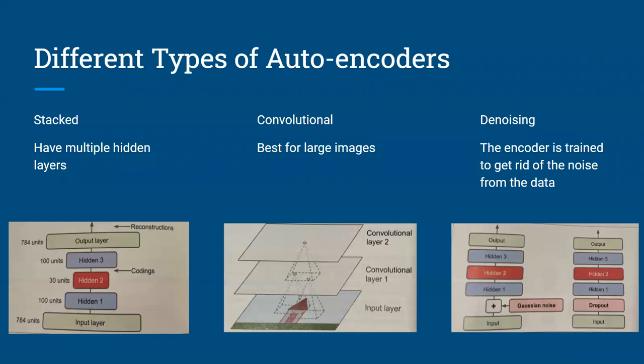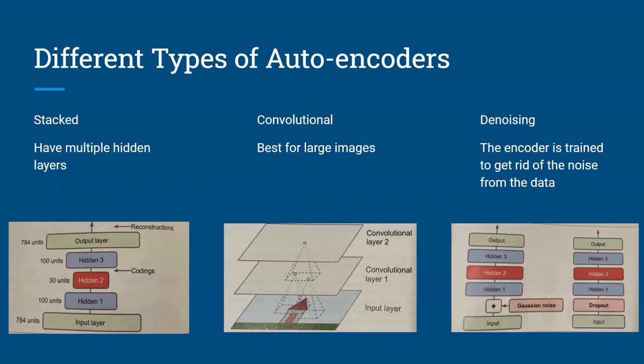There are many different types of autoencoders, but for the purpose of my presentation, we are just going to be looking at three different ones: stacked, convolutional, and denoising autoencoders. Each one of these autoencoders has an encoder and a decoder, the different sections of an autoencoder. A stacked autoencoder has multiple hidden layers, whereas convolutional and denoising only have one.